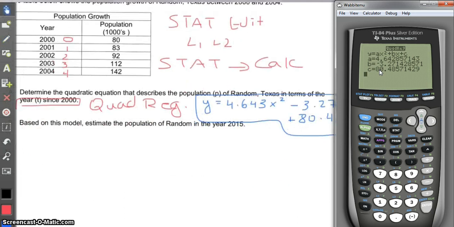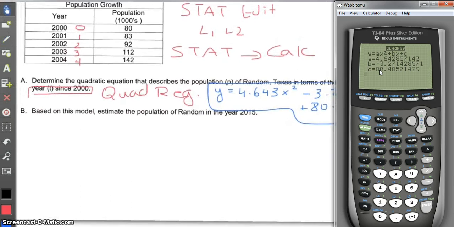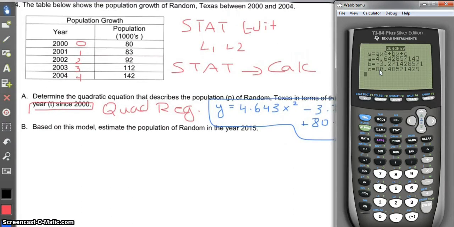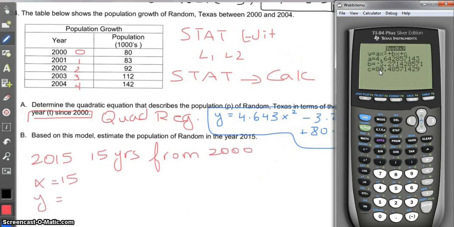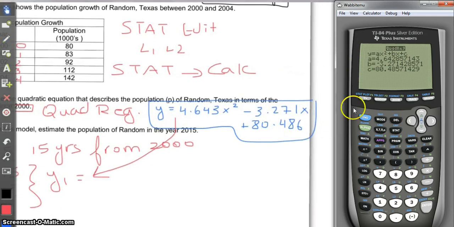Now they said, based on this model, estimate the population of random in the year 2015. So remember that 2015 is going to be 15 years from 2000. So basically they just gave you x to be 15 and you want to find y. Now if this is the case, you go to y1 and you enter the equation that you just found. So let's do that. Let me push this a little bit to the side so you can see it. So go to y equals and enter this.